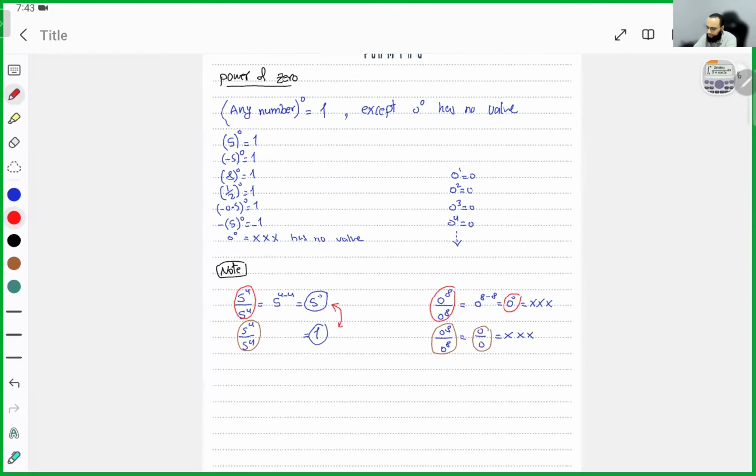So it doesn't matter. If it is something difficult, it's not important to understand it. You only have to save it. 0 power of 0 doesn't work. 0 power of 0 has no value. Any number power of 0 equals 1 except 0.